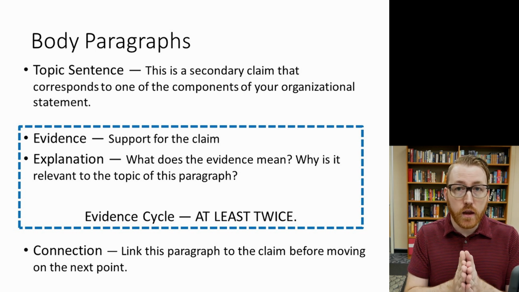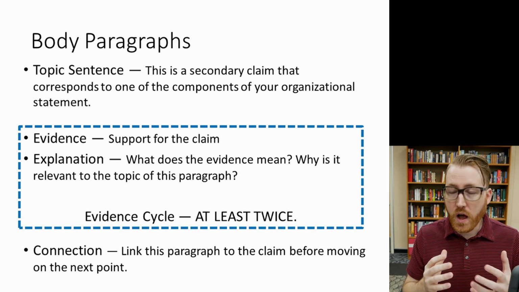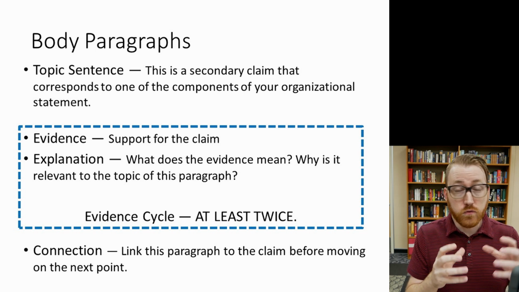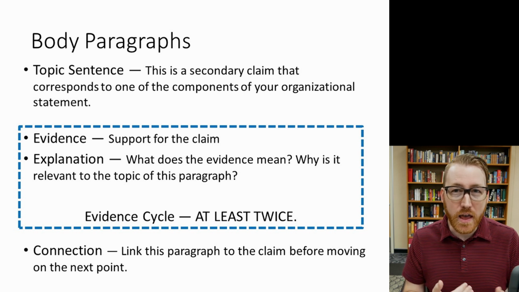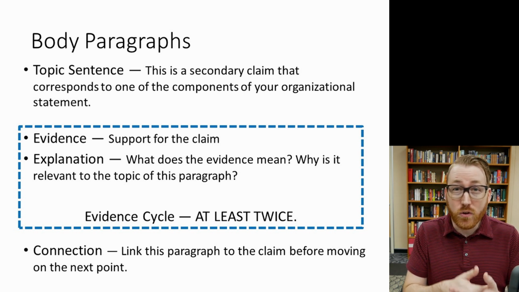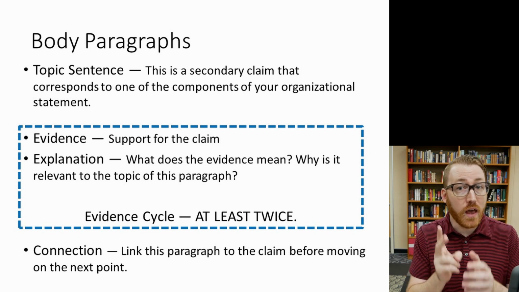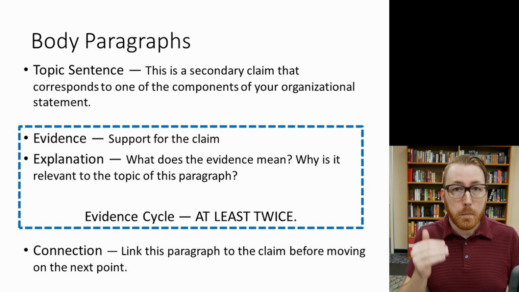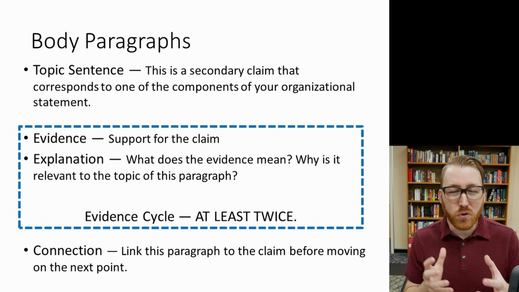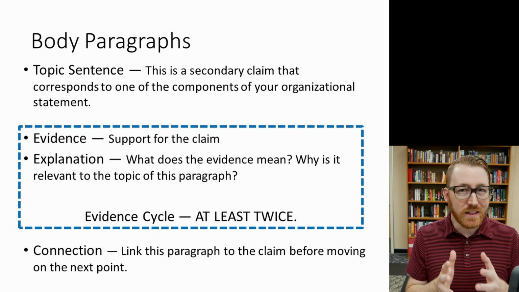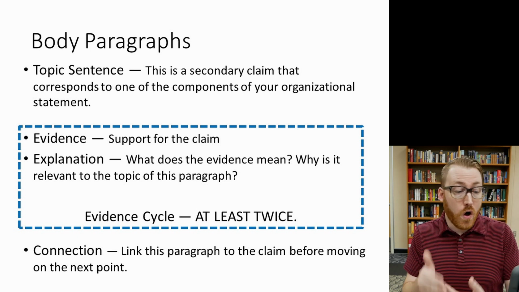And you need to do that at least 2 times per body paragraph. Otherwise, you're trying to build an argument for your subpoint around a single piece of evidence. And that's generally not going to fly. Not at the junior level, not at the senior level, certainly not beyond. So you need to make sure you complete that evidence cycle 2 times at the very least per body paragraph. And then you can finish off your body paragraph with a kind of connective or transition statement that links the paragraph back to your main claim and kind of helps you move on to the next point.